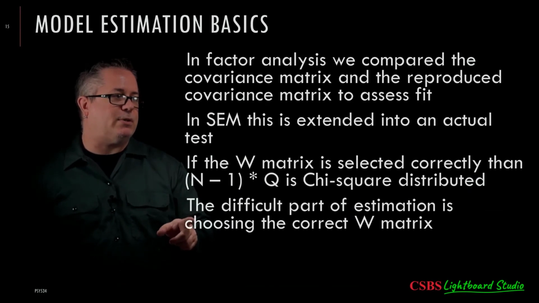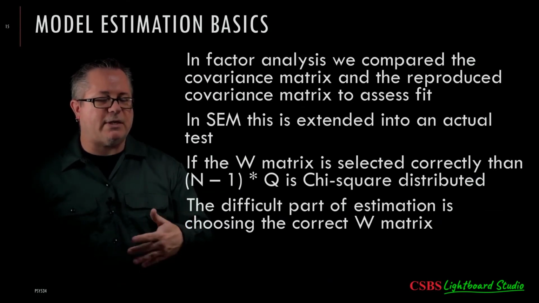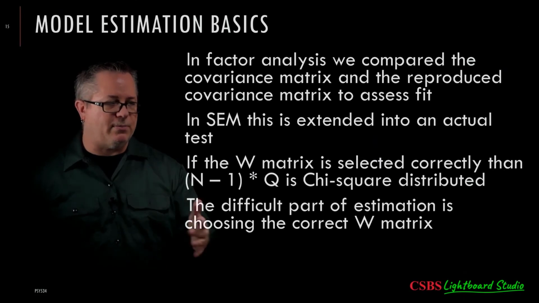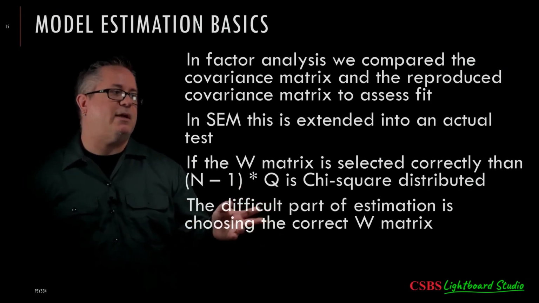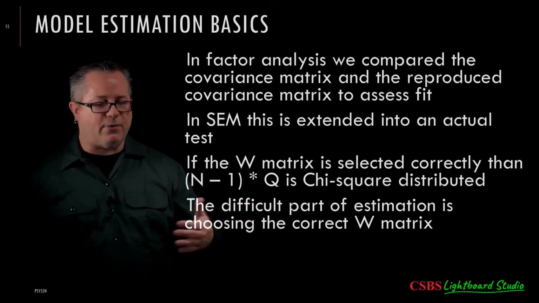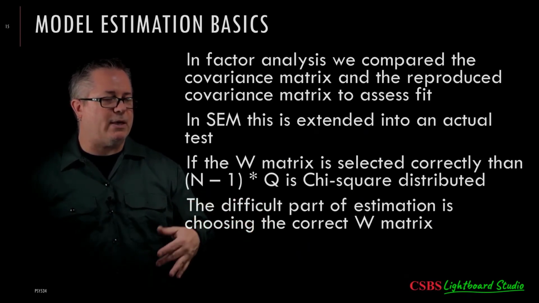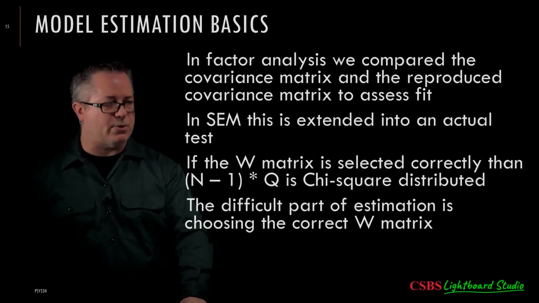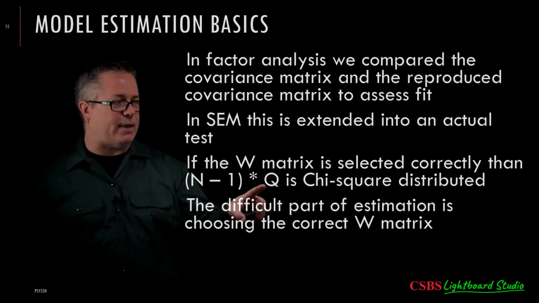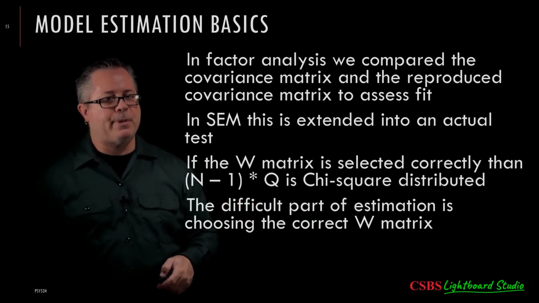The difficult part, and it's not that difficult, since you're more than likely going to use the same one, the default estimation method. The trick does come up when you have to deviate from the default and choose other methods. It can be kind of tricky figuring out what that is. So how do we choose that W matrix? Because how we weight the difference may have an impact on exactly how it fits.